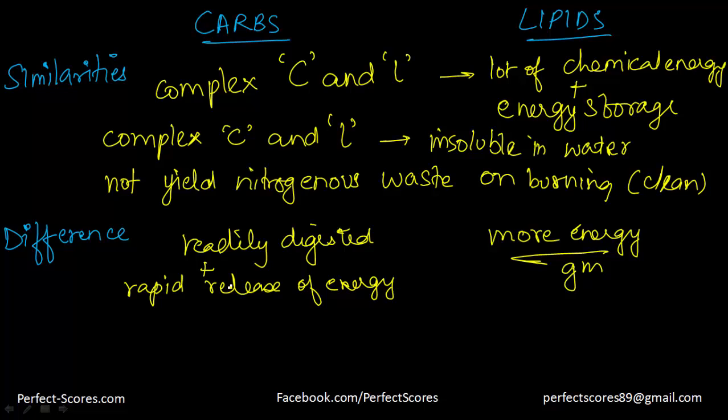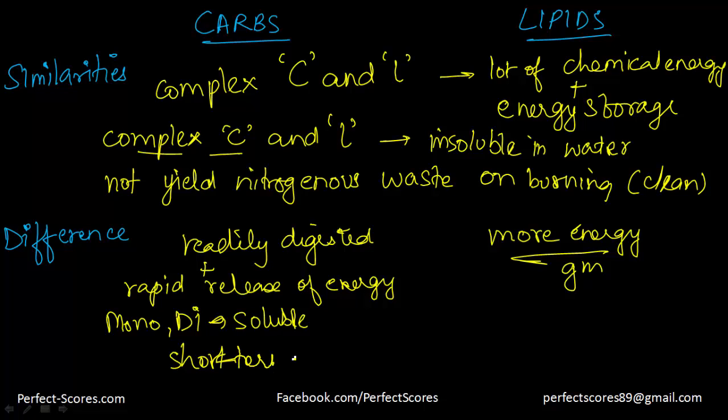Another difference is monosaccharides and disaccharides are water soluble. And over here we were talking only about the complex ones. So monosaccharides and disaccharides are soluble and they are easier to transport from storage sites as compared to lipids. And animals tend to use carbohydrates for short-term energy storage and lipids are used for long-term energy storage.